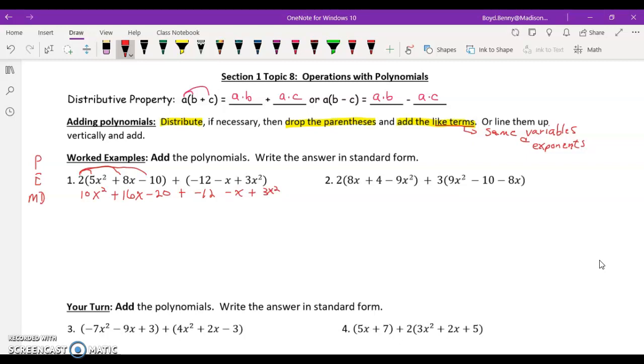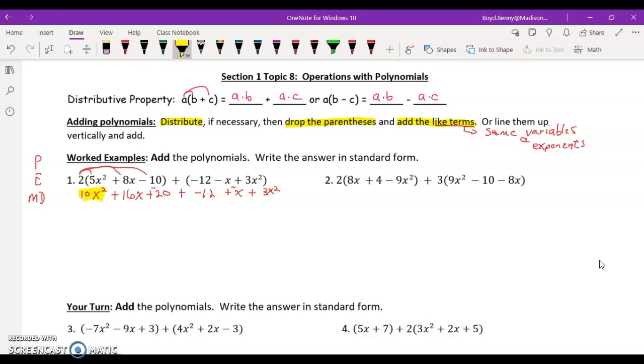And yes, you heard me call that a negative x, because subtraction is adding the opposite. So that means that that minus sign also means that that is a negative x. The same thing is true over here with our minus 20. If we add the opposite, that's going to be a negative 20. Okay? So let's identify our like terms next.